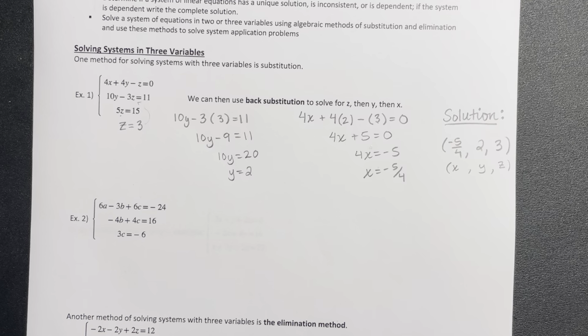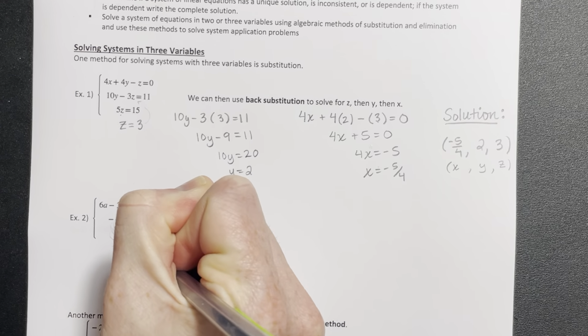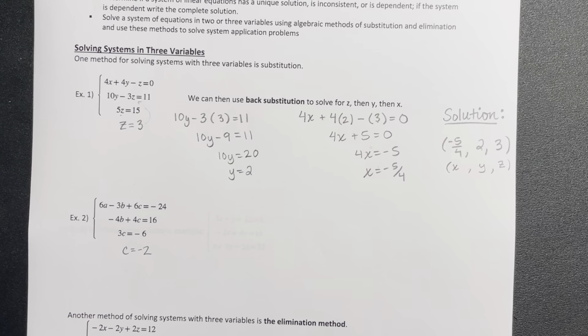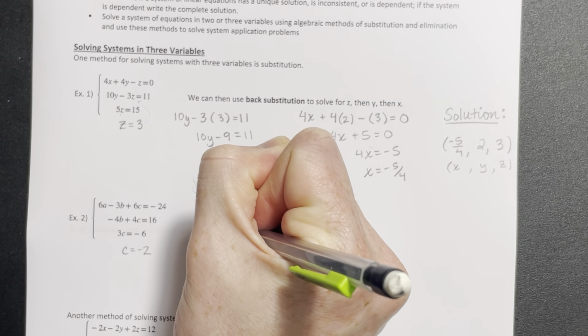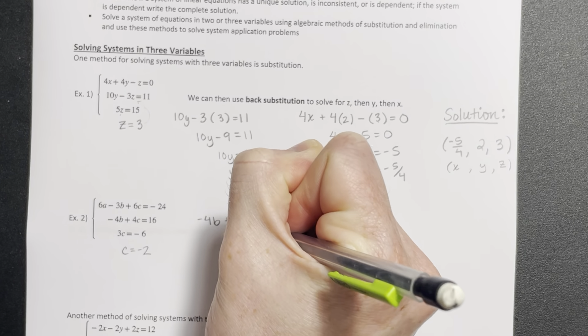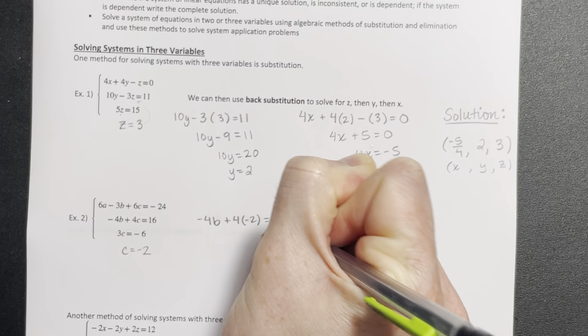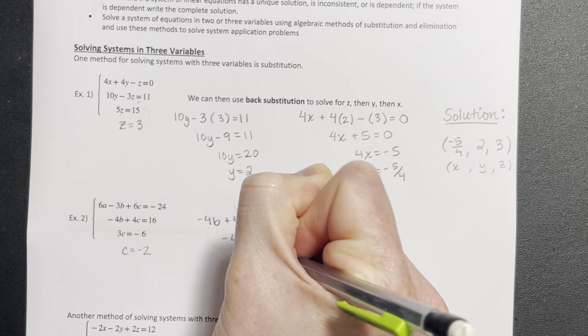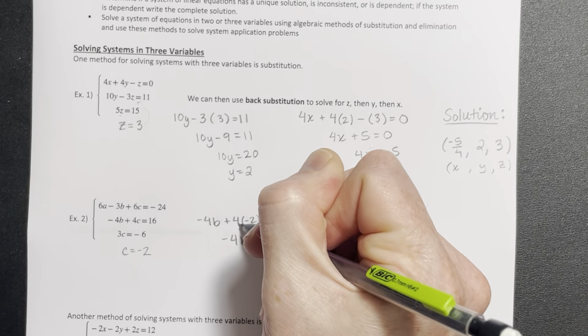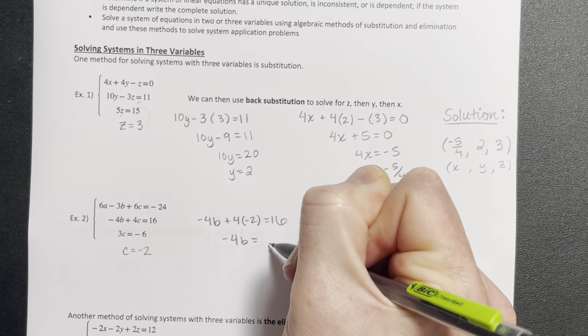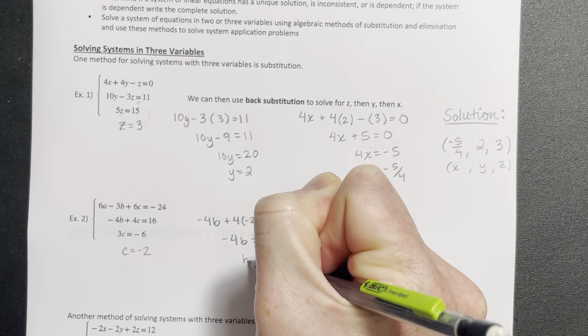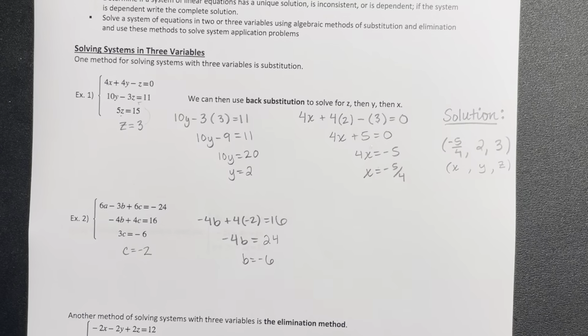If you've already done it, you would have found that c is equal to negative 2. When you plug that into your other equation, negative 4b plus 4 times negative 2 equals 16. Makes negative 4b, that would be minus 8. I add the 8 over here and get 24, so b is equal to negative 6.